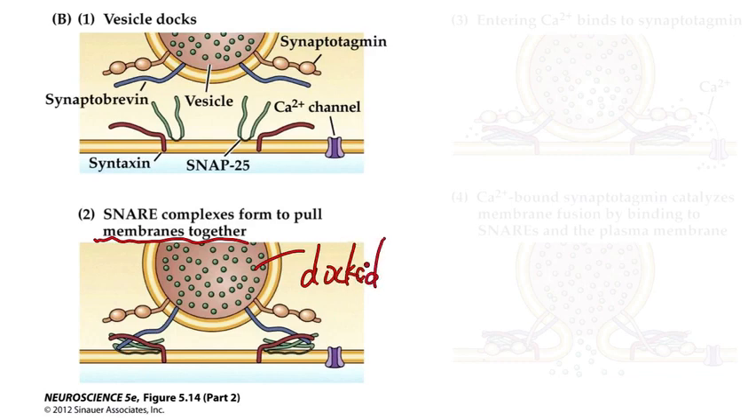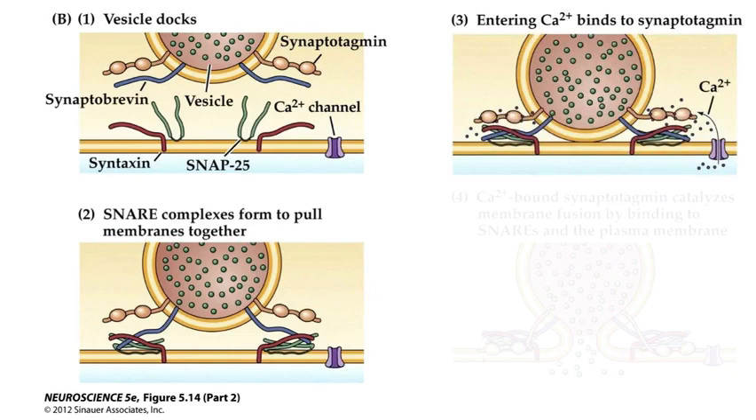So this is a picture of what a docked vesicle looks like. The SNARE complex has formed. This vesicle is primed and ready for action with the arrival of a wave of depolarization. So once that happens, voltage-gated calcium channels open, calcium rushes into the presynaptic terminal, and now calcium binds to synaptotagmin.